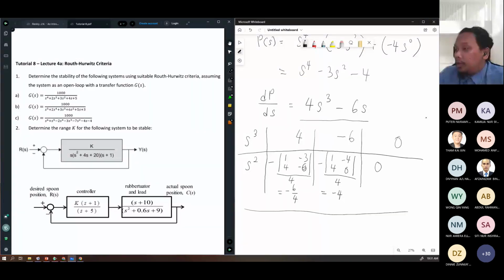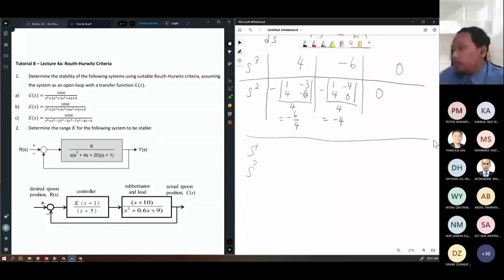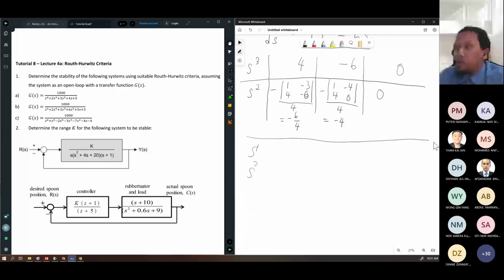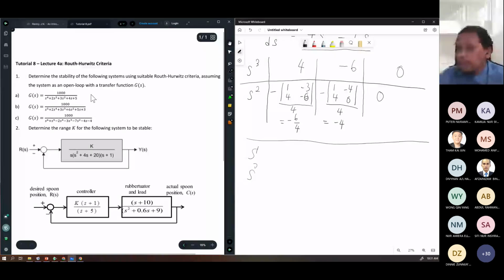And then I leave it to you to calculate S1 and S0 and determine the stability of the system, okay? Because now it will have decimal numbers. So later on you can calculate by yourself, and if you want to show me whether your calculation is correct or not, feel free to do so. All right, so that's basically tutorial 1. If you have any question, just let me know, okay?